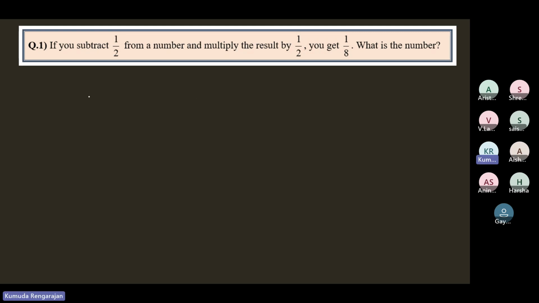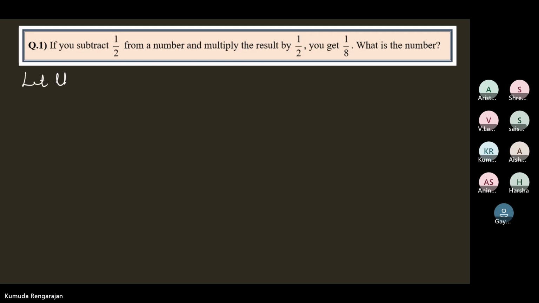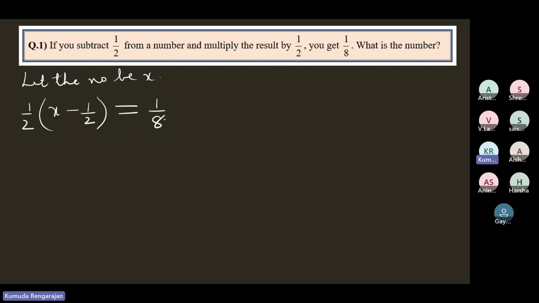how do you subtract half from a number? Let the number be x. Whenever you subtract, whatever you see after the word "from", that number is x, and you're subtracting half, so x minus half. And you multiply the result. This is only the result. If you multiply this result by 1 by 2, you get 1 by 8. So this is the equation.